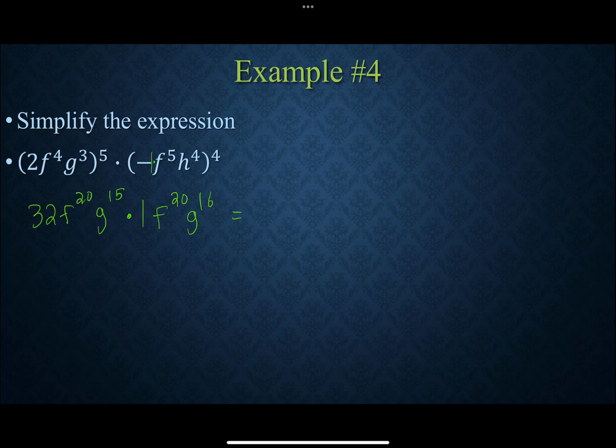So now multiplying 32 times 1 is 32. Multiplying the bases means we add the exponents, so we'll get f to the 40th, and then g to the 31st. All right, so again, basic PEMDAS rule applies, work inside the parentheses, then we work out from there.